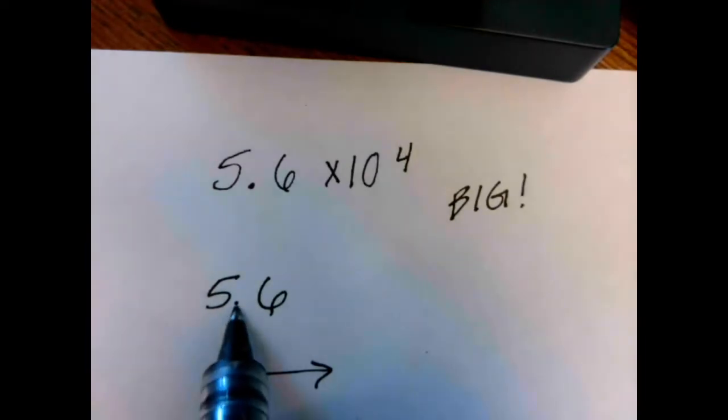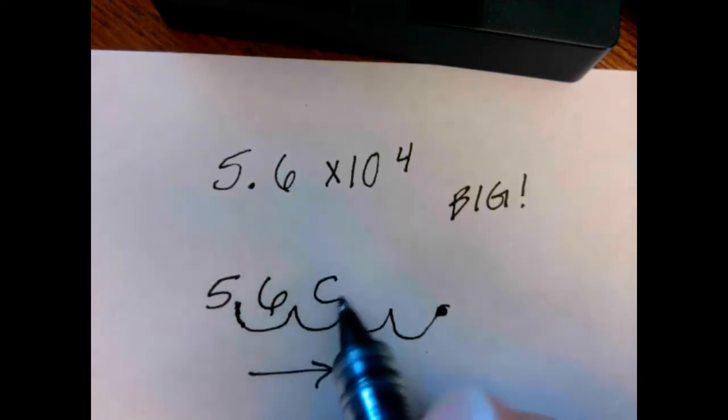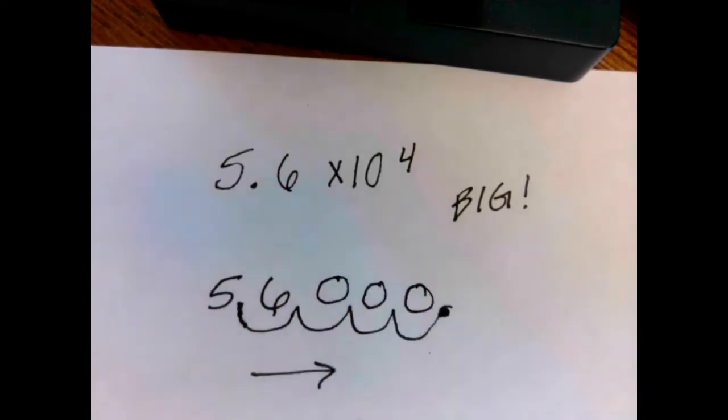How many places are we going to move it over? Well, we're going to move it over 4 times. So if we go 1, 2, 3, 4, we get 56,000.